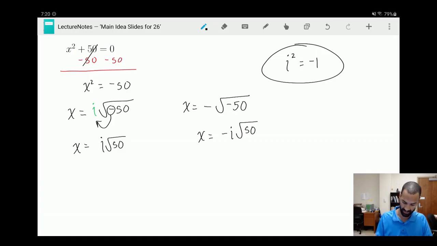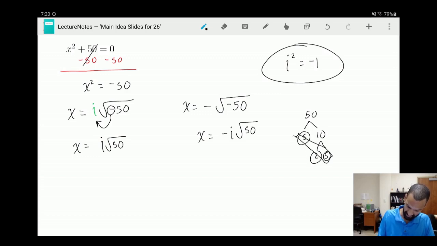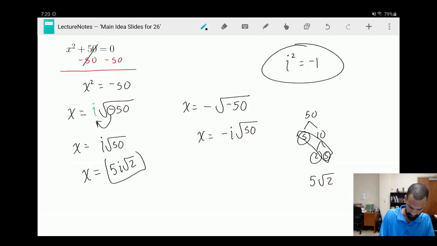Now let's break down 50. The square root of 50. 50 is 5 times 10. 10 is 2 times 5. We have a pair of 5s. I can't really box those in the way I wrote it out, but we have a 5 on the outside, and we have a 2 left on the inside. 5 square root of 2. So my final answer here is 5i times the square root of 2 and negative 5i times the square root of 2.